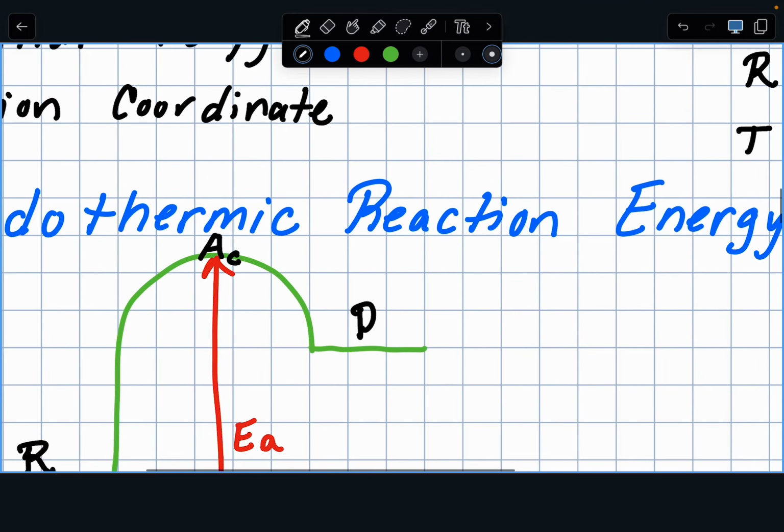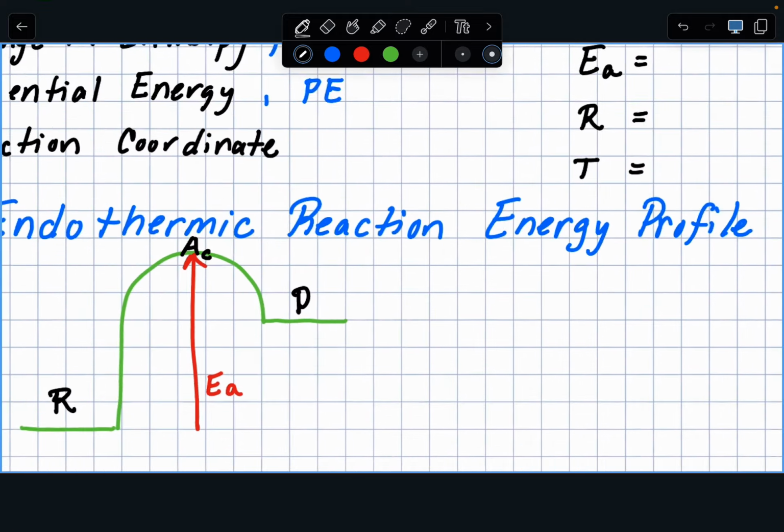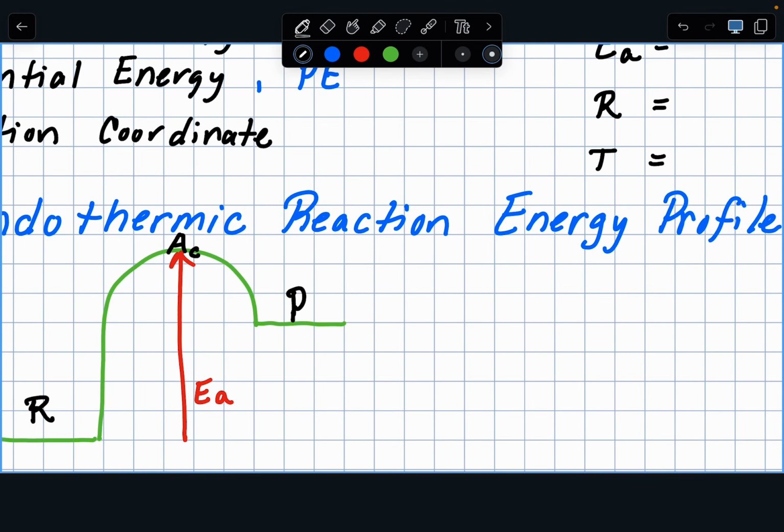It's also the transition state. It's defined as where the particles are basically a reactant and a product at the same time almost, meaning they're in the midst of bonds breaking and bonds making.